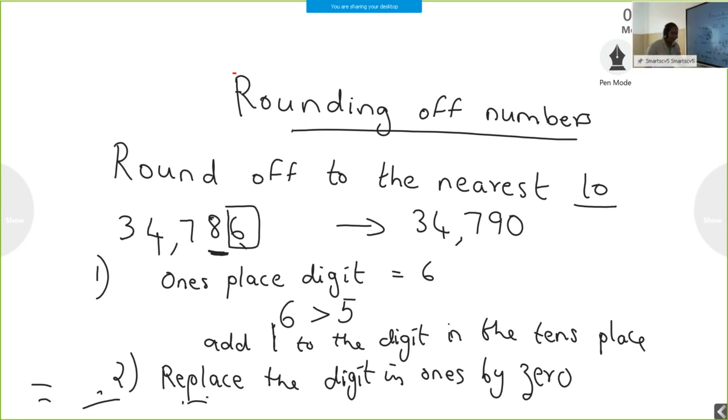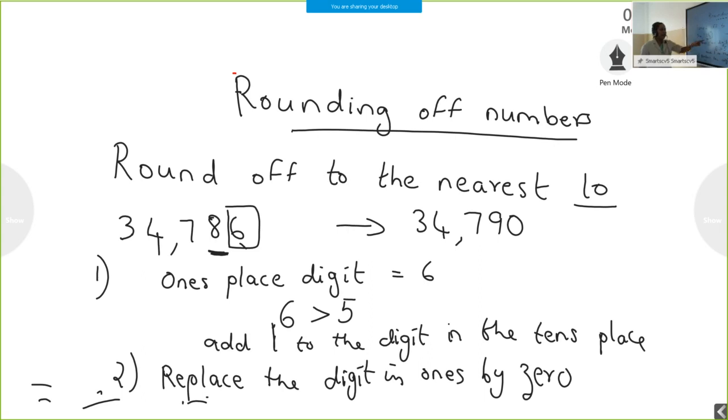Then replace or put all other remaining digits to the right as zeros. Is that clear? Put the remaining digits as zero. Even if you are feeling that too many steps are there, there is no confusion for this one. I know you all know this one.